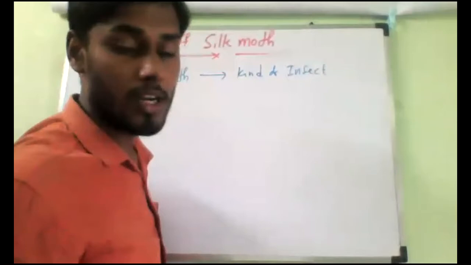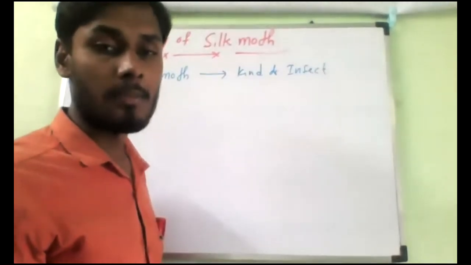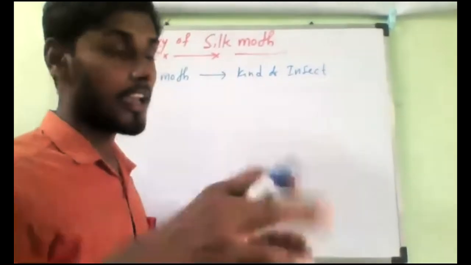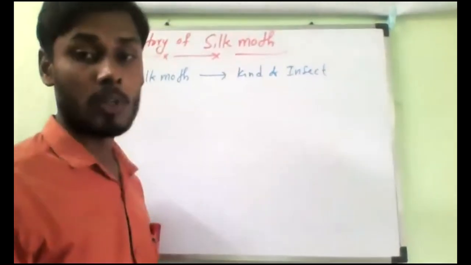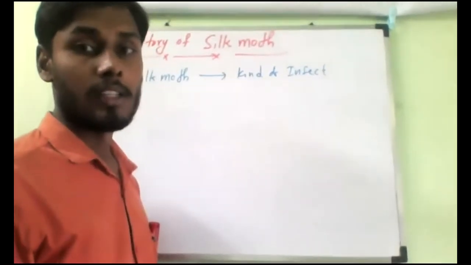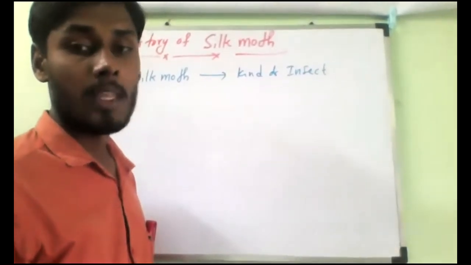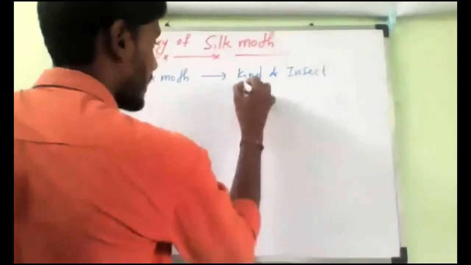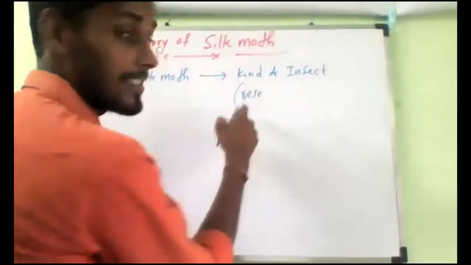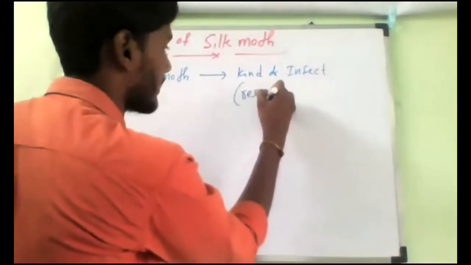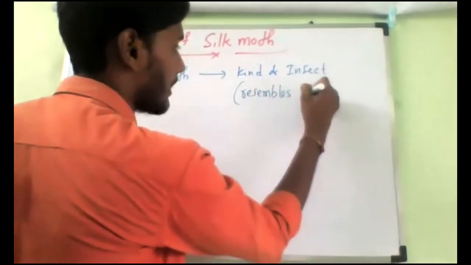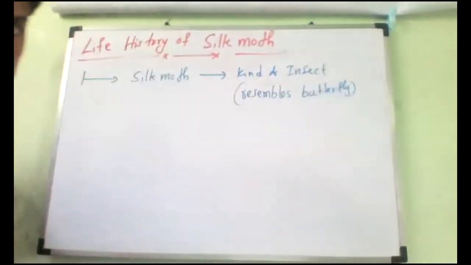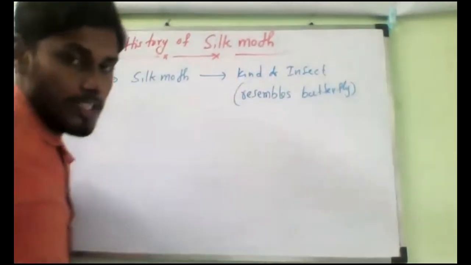Resembles. Do you know the meaning of resembles? Resembles means similar. It's like, I am resembling you, means I look like you. So it looks like a butterfly. A kind of insect which resembles a butterfly. Spelling: R-E-S-E-M-B-L-E-S. It resembles a butterfly.